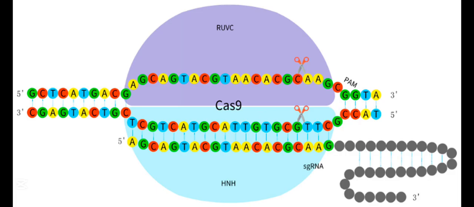But it's not quite that simple, right? There's also this PAM sequence. Right. The PAM sequence is like a little tag next to the target site. And the Cas9 enzyme needs to see that PAM sequence before it will cut. It's like a safety mechanism to make sure it's cutting in the right place.